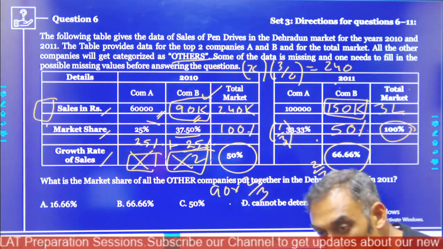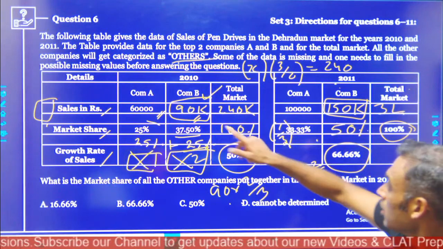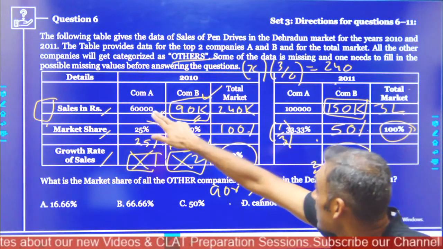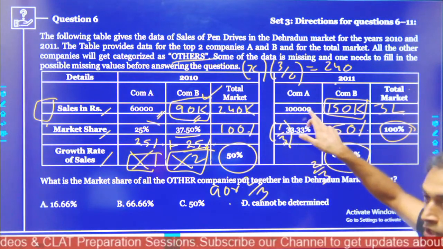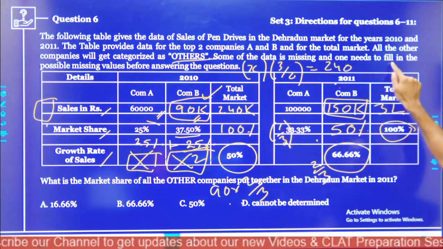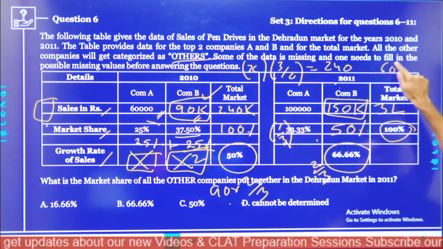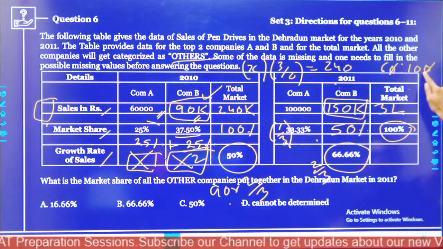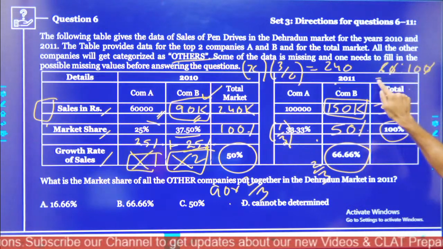Right? Similarly, 3 lakhs is 300K. 60,000 has grown to 1 lakh. So what is the growth percentage? You can just do it like this. 60 has become 100, so 6 has become 10. So 3 has become 5.